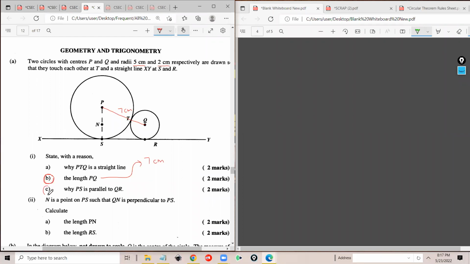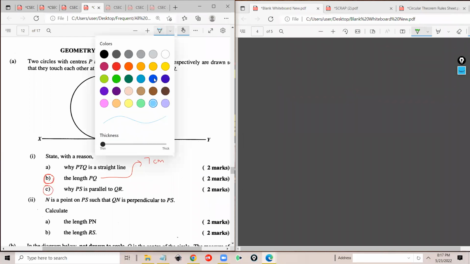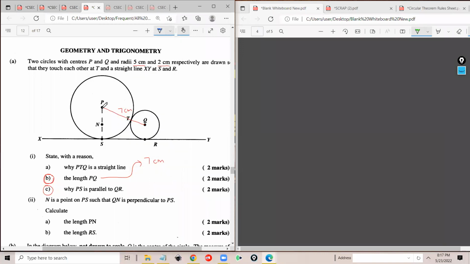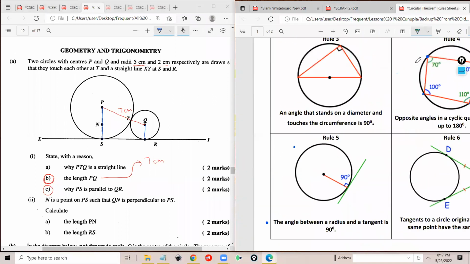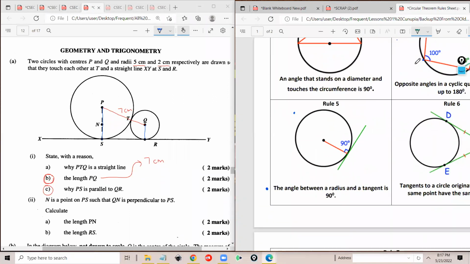So part C. Let me get a different color here so it'll be easier to see. Why is PS and QR parallel? Believe it or not, it comes back to this rule over here, Rule 5, right? The angle between a radius and a tangent is always 90 degrees.